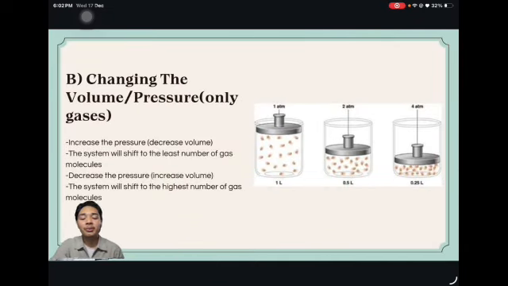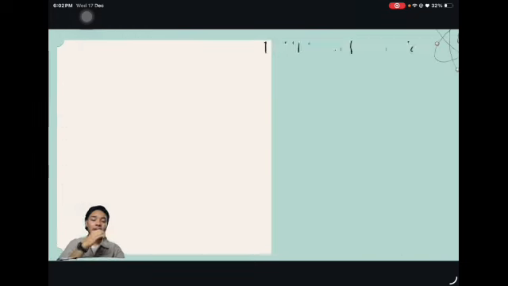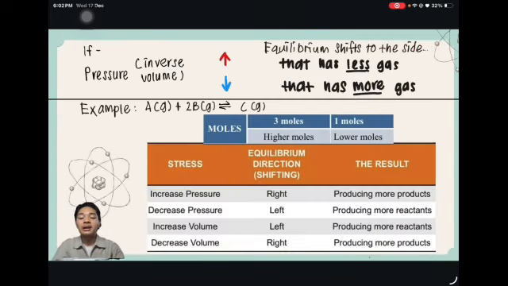Next, changing the volume or pressure applies only to gases. If the pressure is increased, the volume will decrease, and the system will shift to the side with the least number of gas molecules. If the pressure is decreased, the volume is increased, and the system will shift to the side with the highest number of gas molecules. So if pressure increases, the equilibrium shifts to the side that has less gas. If the pressure is decreased, the equilibrium shifts to the side that has more gas.